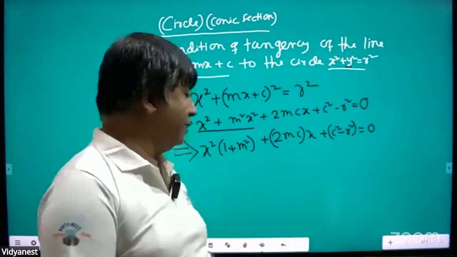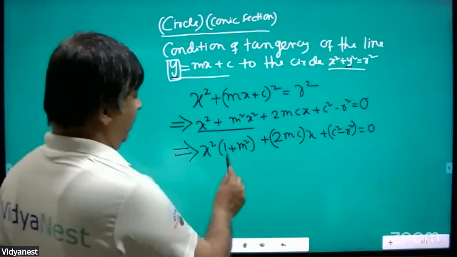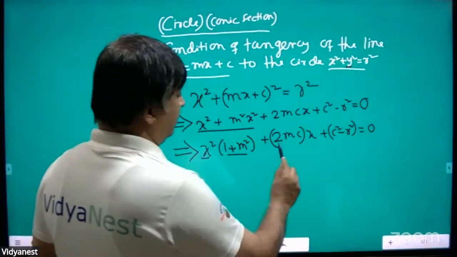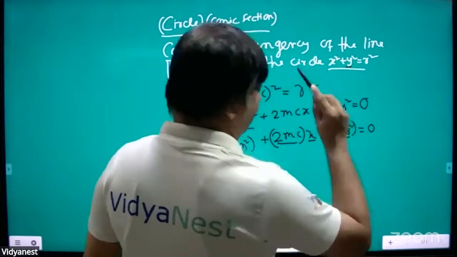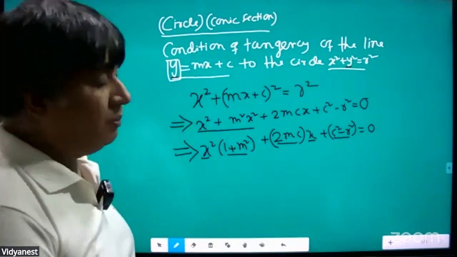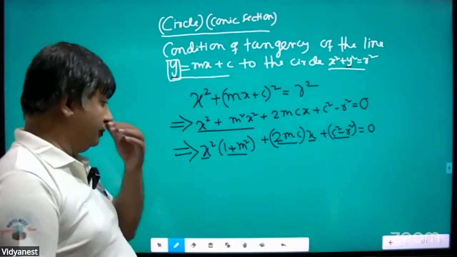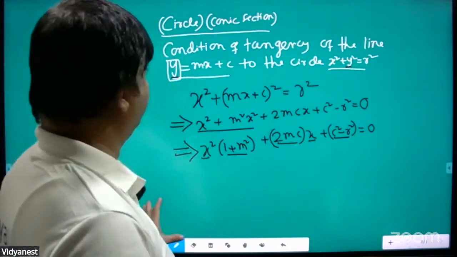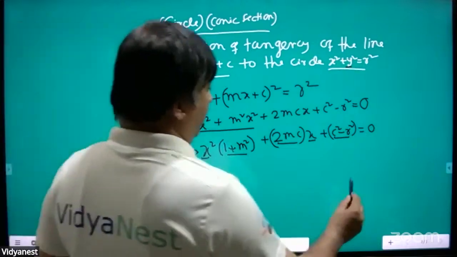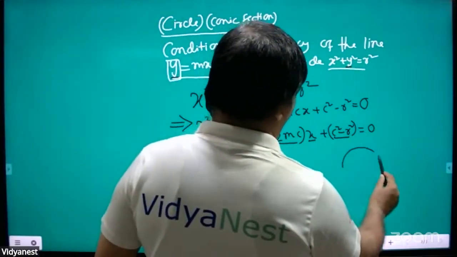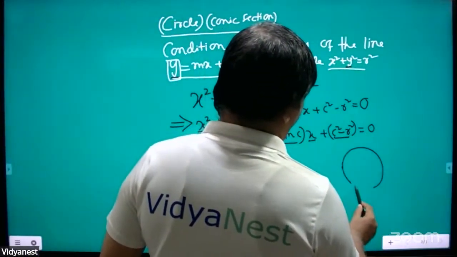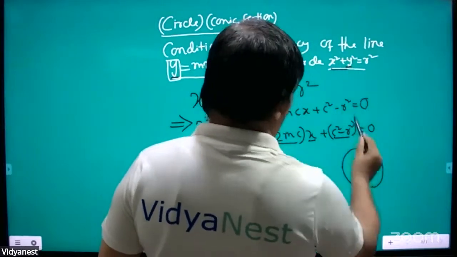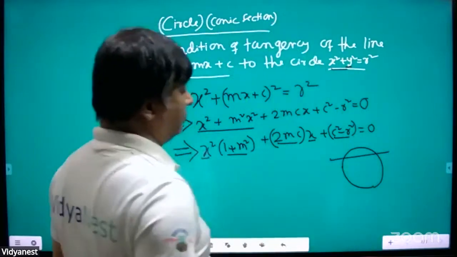क्लास 10 में हो गया था. ax square plus bx plus c. Okay, do you remember that? Yes, sir. Okay. Now, see, there is a circle x square plus y square equals r square, and there is a line.